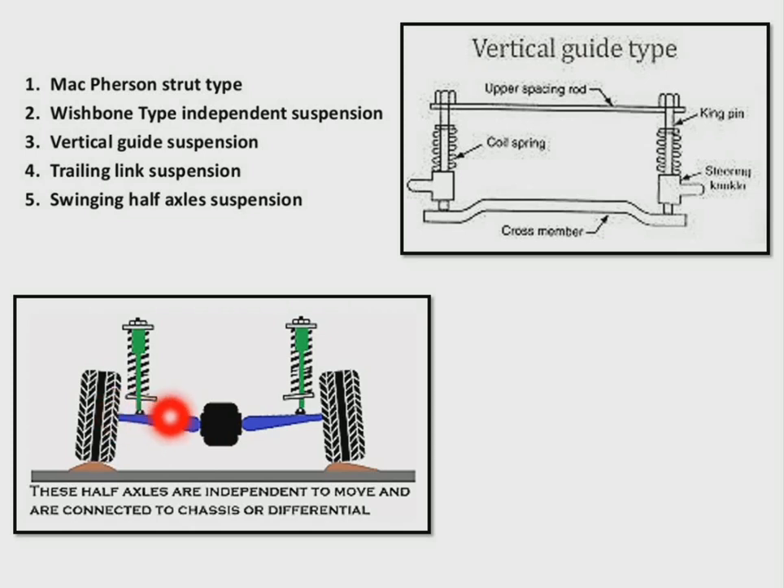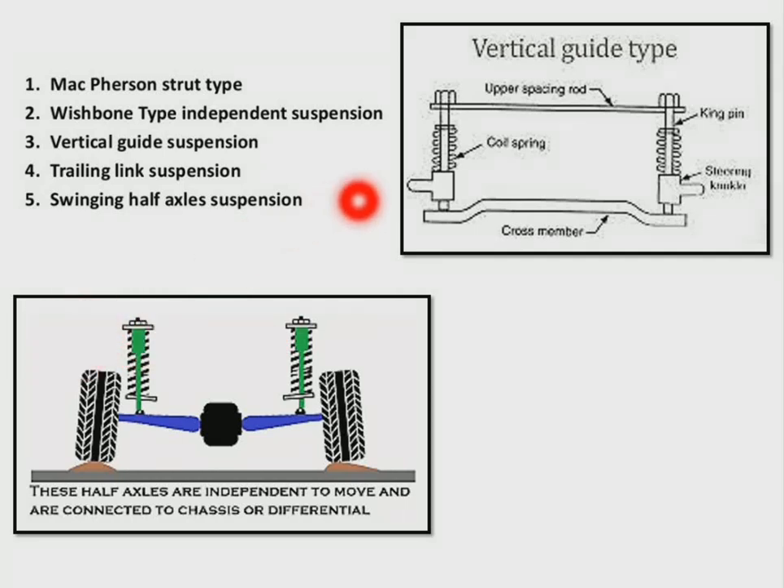The axle is made up of two halves, and you can see that there are two suspension systems connected with these axles, and in the upper part connected with our body. So these half axles are independent and connected to the chassis or the differential. These two are connected with this chassis actually.